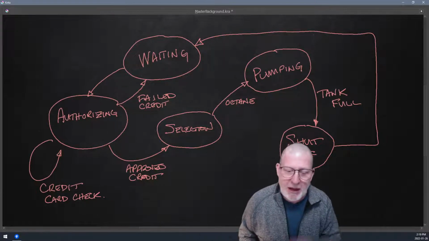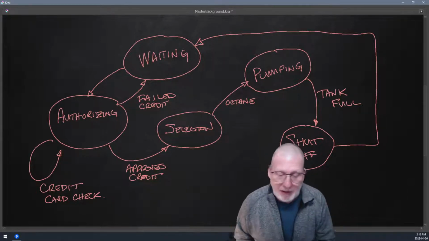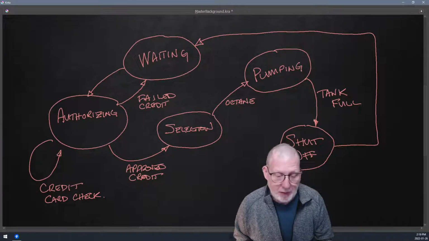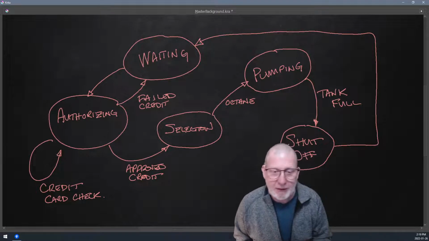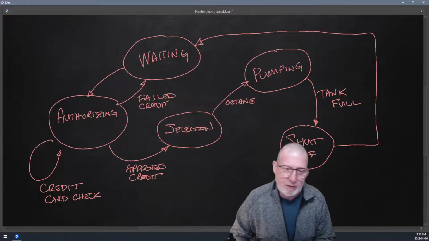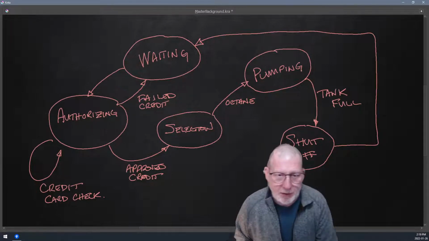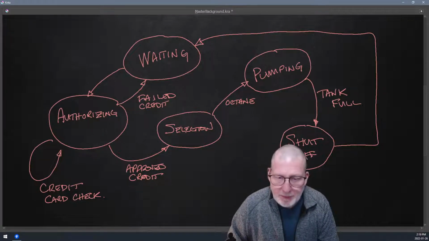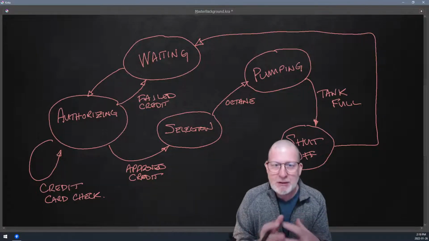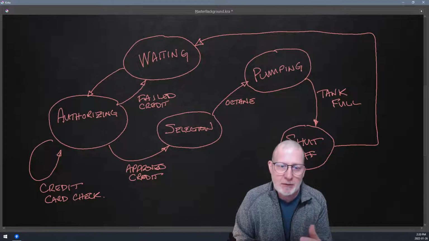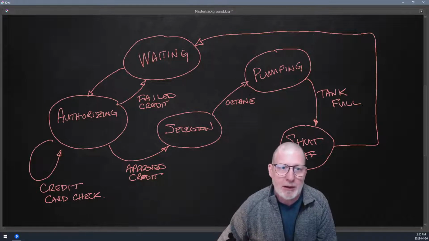And what did I miss? What can happen while I'm waiting that I haven't got here? While I'm waiting, I'm either going to authorize some credit card or what else? I can't go right to pumping. I can't go right to selecting fuel. I could add some error states if you pick up the nozzle too quickly before you're authorized. The whole point of doing these diagrams is to facilitate a discussion between you and the other developers on the team to see exactly how you're going to implement something.